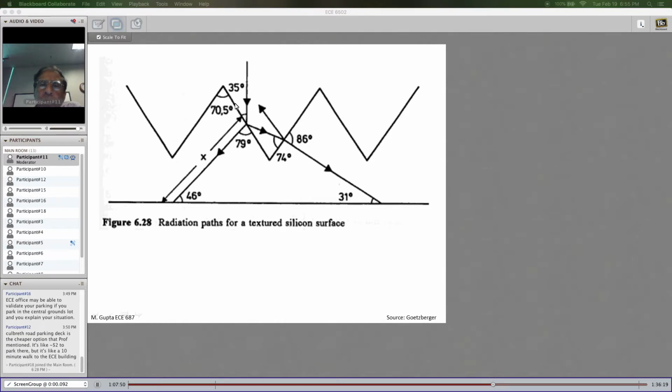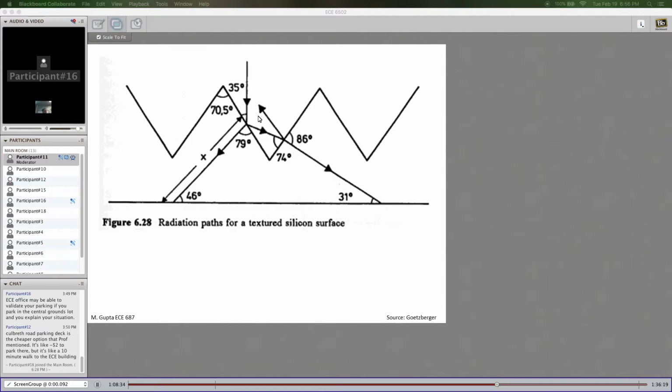By doing this kind of thing, you can reduce reflection from, let's say, 35% to about 10%. The reason is that you can see some light is still reflected, so it's not going to zero. So there is a question now: how do you really make it almost zero? You could do anti-reflective coatings and the textured surface.